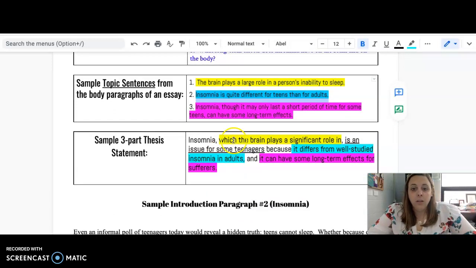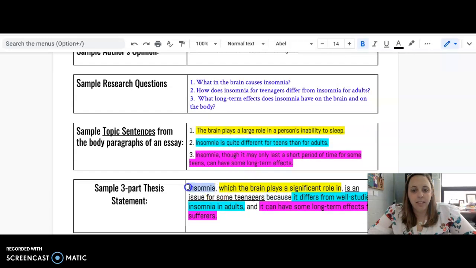insomnia, which the brain plays a significant role in, is an issue for some teenagers because it differs from well-studied insomnia in adults and it can have some long-term effects for sufferers. So what I have done is I've taken my topic, here it is, insomnia. I've put my opinion in. In this case, I actually kind of flipped it, which is fine. I could have said insomnia is an issue for some teenagers, and then I could have had the brain thing next, but I thought it sounded better this way.